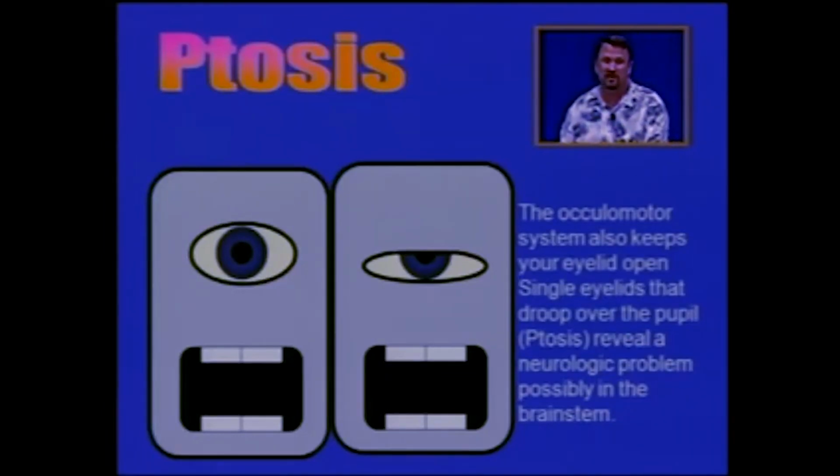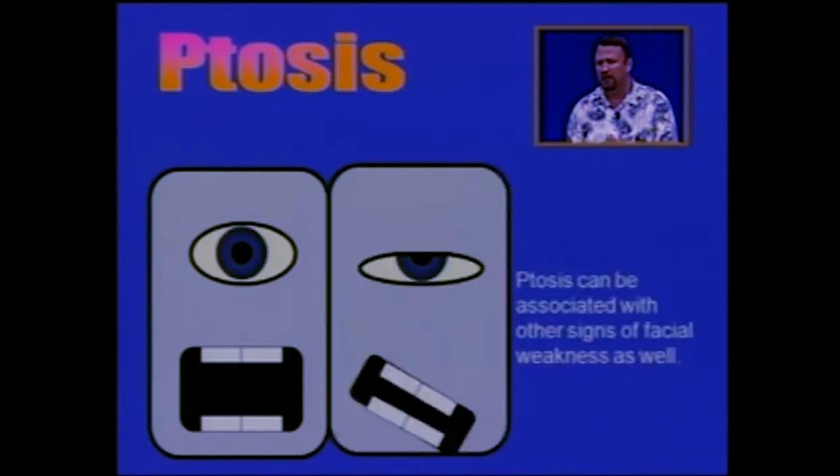Ptosis is eyelid droop. Your oculomotor system is designed to keep your eyelids above your pupils. And so a single eyelid that droops over the pupil is ptosis. This can reveal a neurologic problem, probably in the brainstem. Ptosis is usually accompanied by other signs of weakness as well. And so anyway, that's Tiki Eyes.